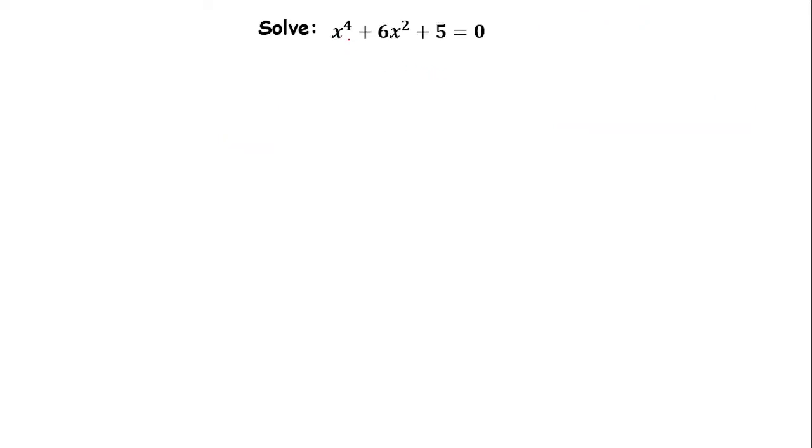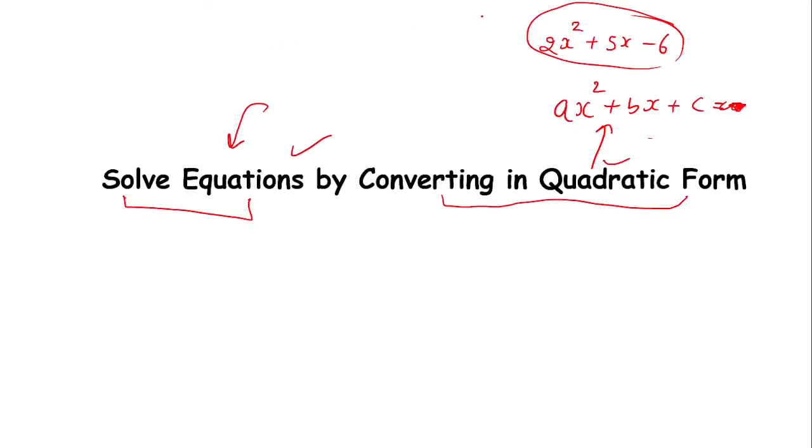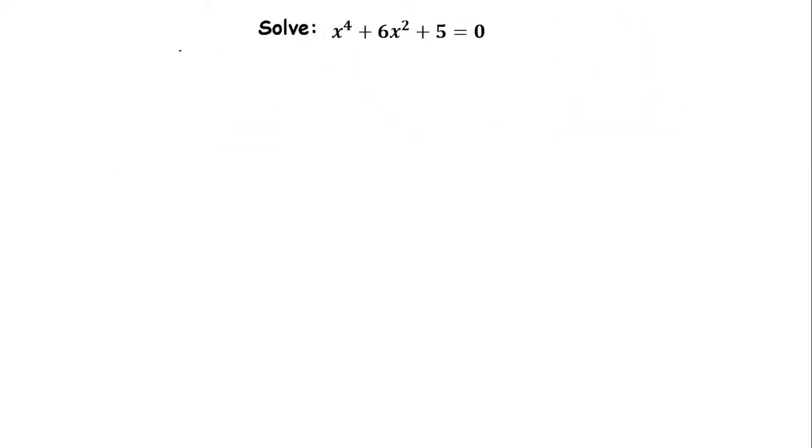The question is: solve x⁴ + 6x² + 5 = 0. So, any method, how can we solve this particular polynomial equation? What is the way? As the lesson suggests, we will convert the given question into quadratic form, meaning this form. And how can we convert that? We can convert that by assuming x² = y.